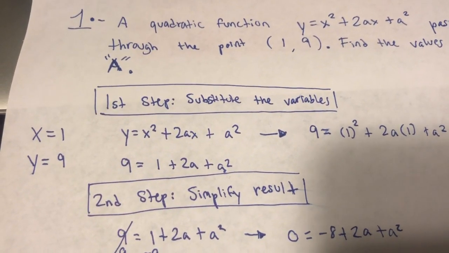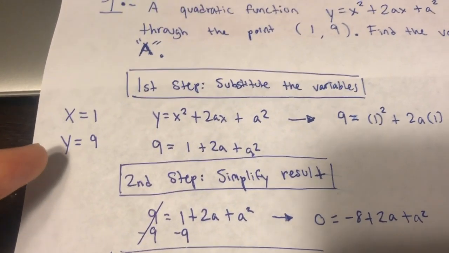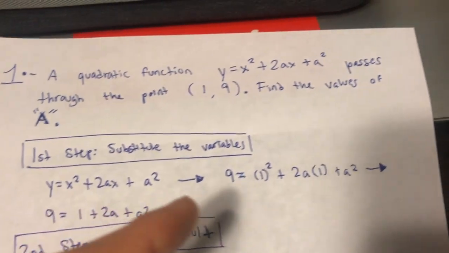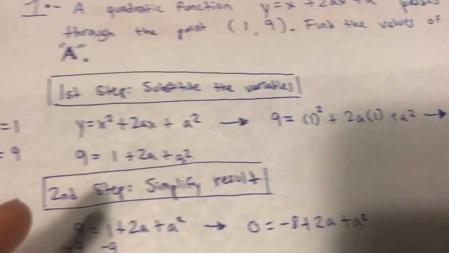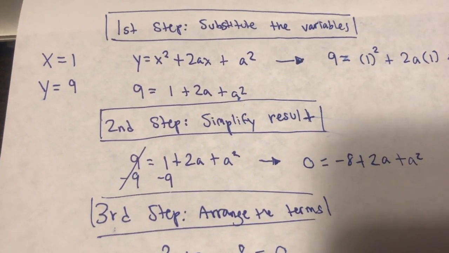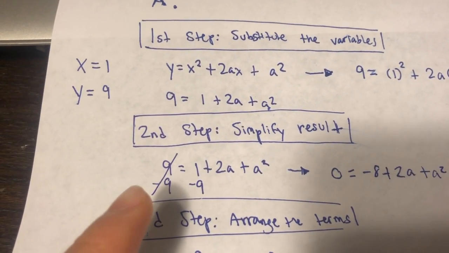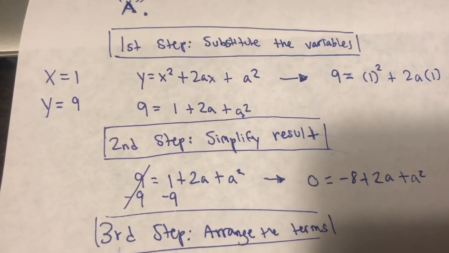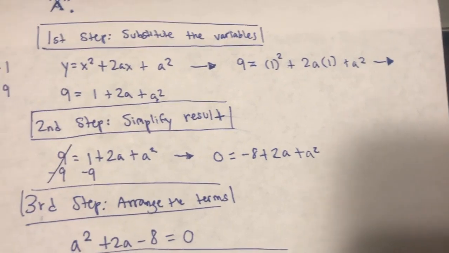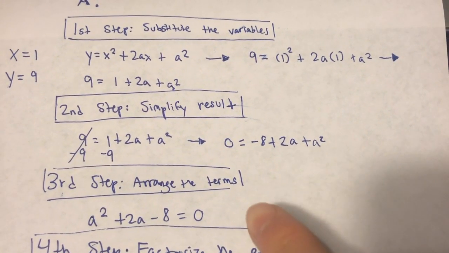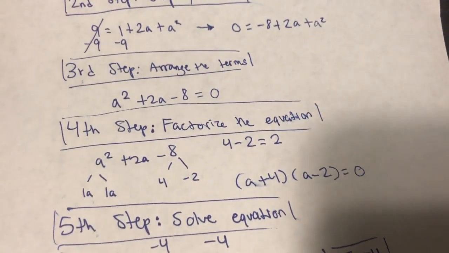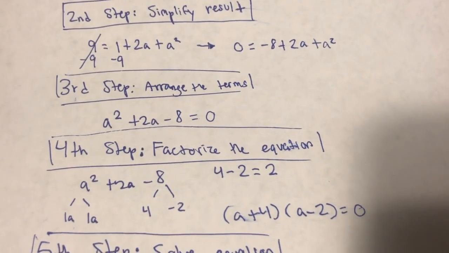Okay, so after that we must substitute our variables, which x equals 1 and y equals 9. So we just simply substitute them and simplify it. After that, we need to further simplify our answer by subtracting 9 minus 9 and passing it through the other side. And now our third step is to arrange the terms. Now, these two are exactly the same, but we just switched it to the other side so we could have an easier time at solving it. But it is only personal preference.